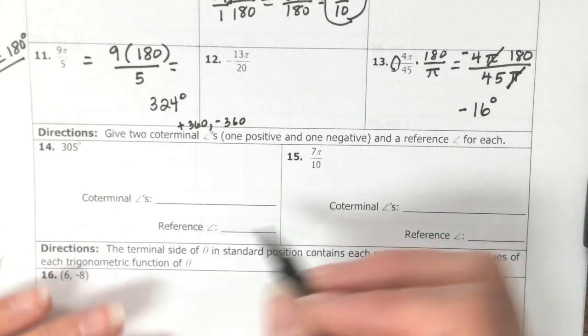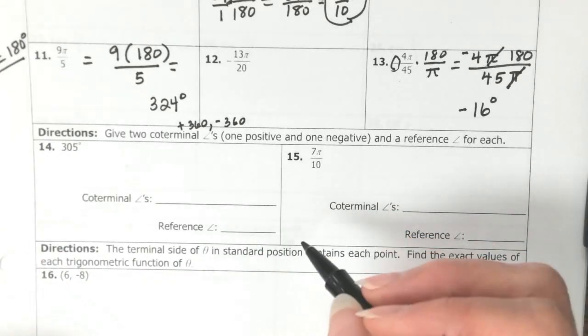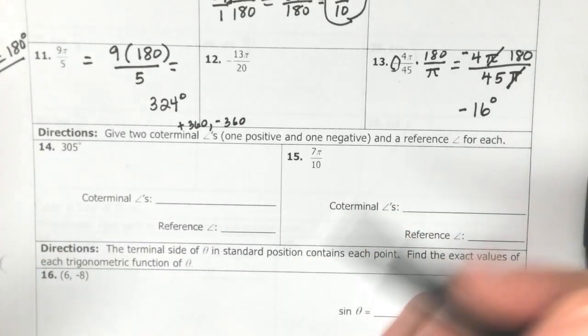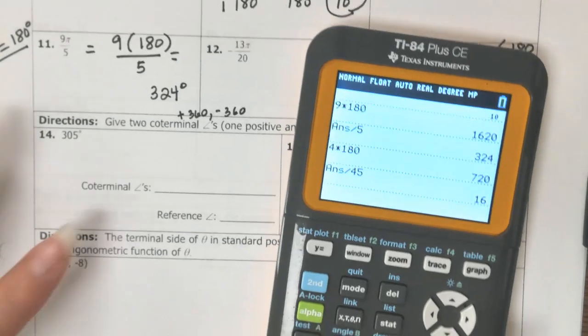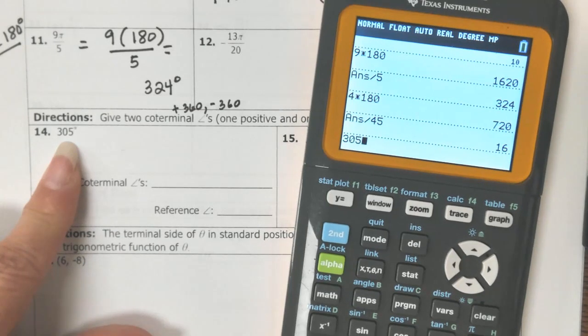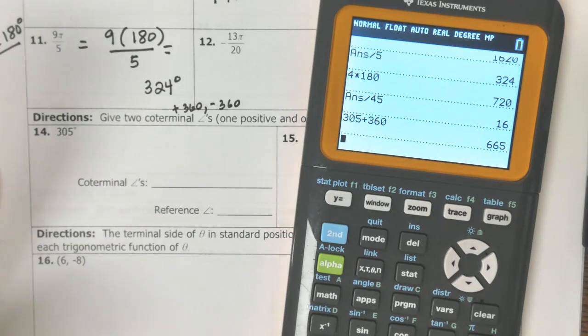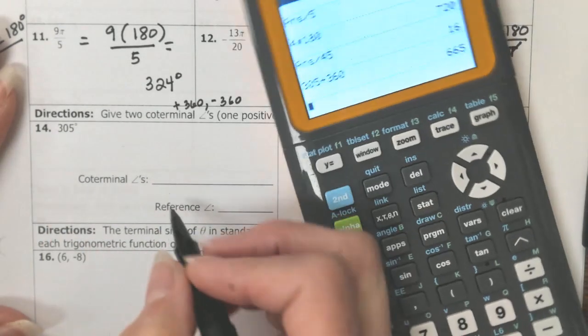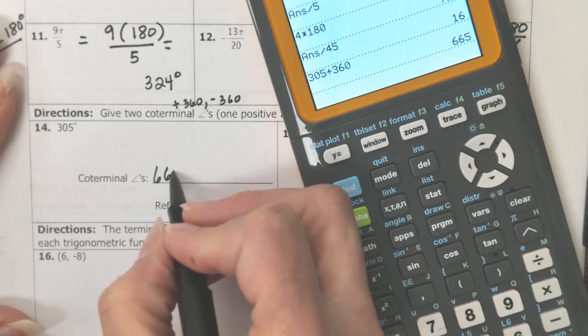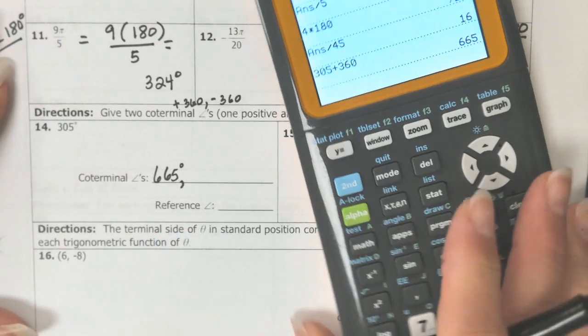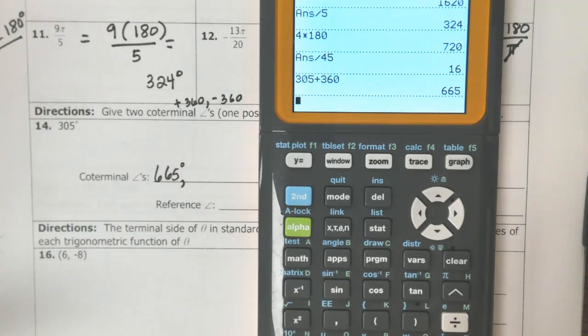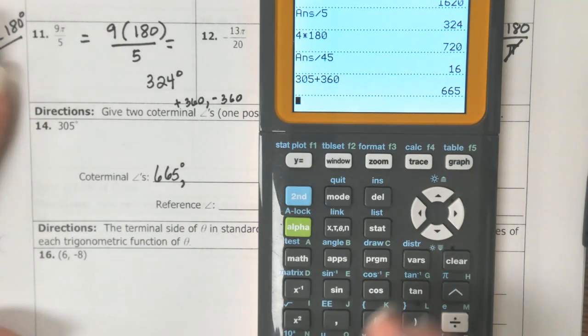I hate to do both of these and not leave you one to practice, but I think I'll go ahead and do them both just because. If we're doing coterminal 305, you just add 360. There's one, and it's positive. So this is one answer that is possible. But these are unlimited answers, okay?